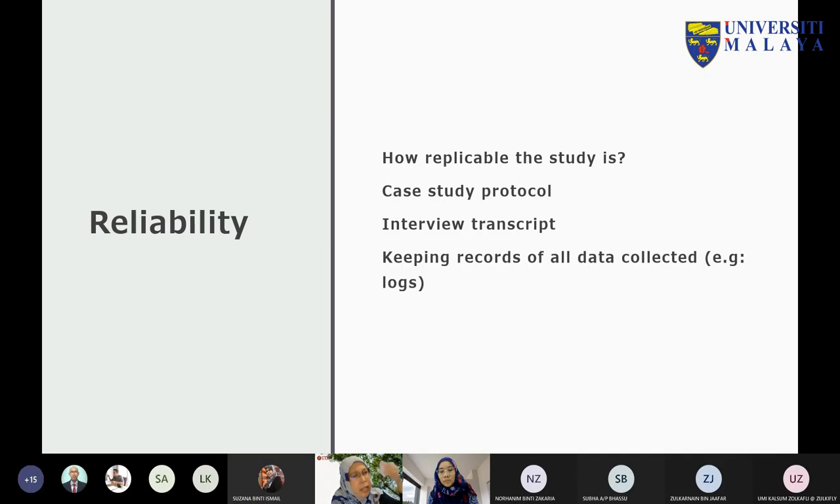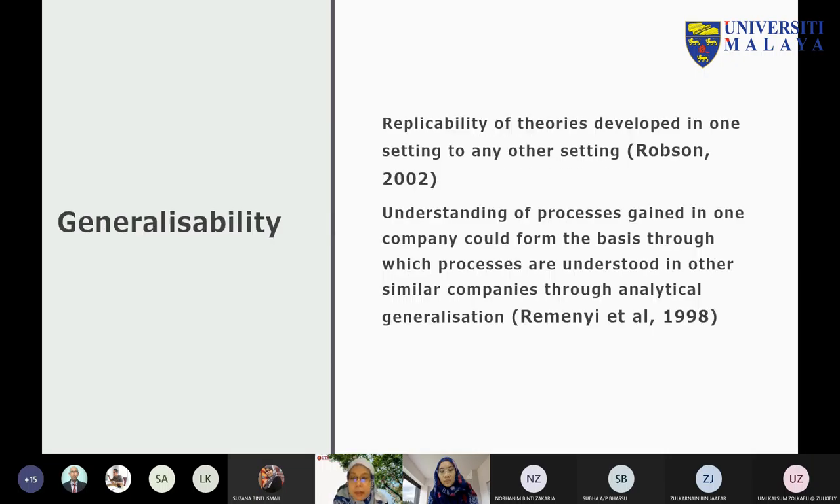So, reliability under the case study approach, according to Yin, if you have a protocol and it's very transparent, that means somebody can replicate your work. They can replicate your steps, but the result may not be all the same, partially the same, partially similar. So if somebody can replicate your work because you have the protocol, it's very transparent, therefore you have already achieved the reliability.